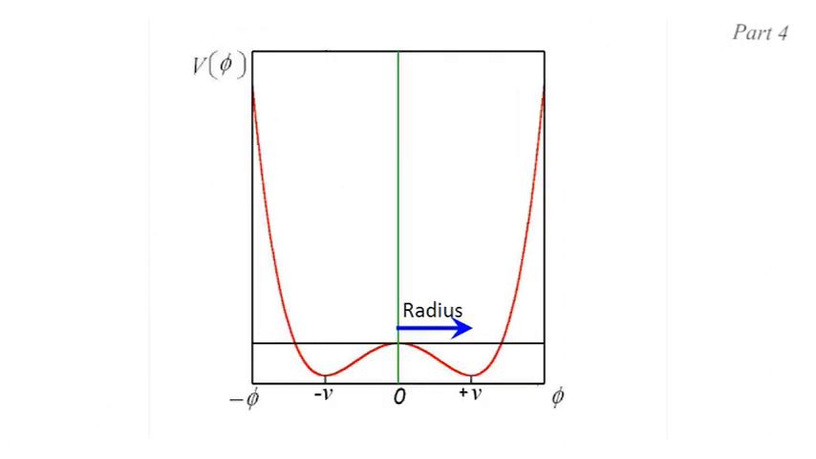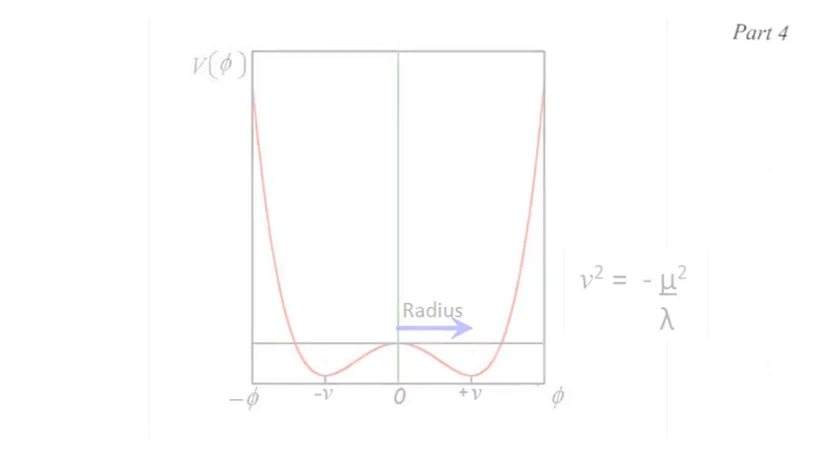The value of the radius in the valley of the Mexican hat, which is the value of the field when the potential reaches its minimum, is given by v, where v squared is equal to minus mu squared over lambda. Remember, mu squared itself is negative.